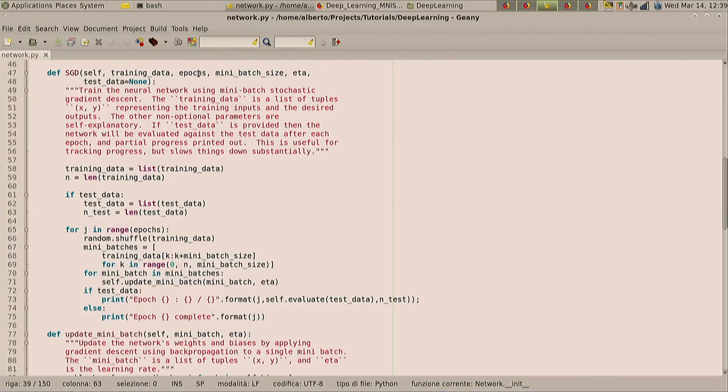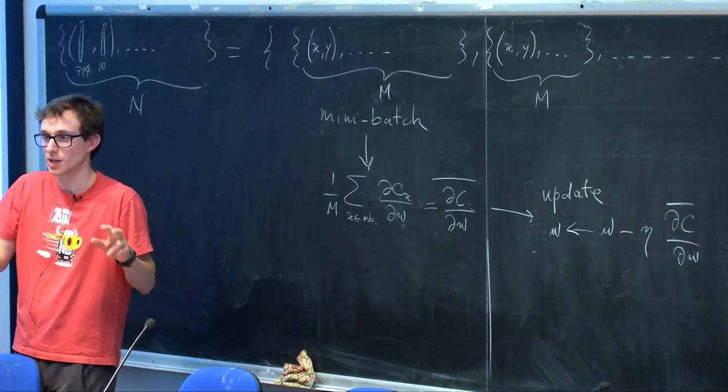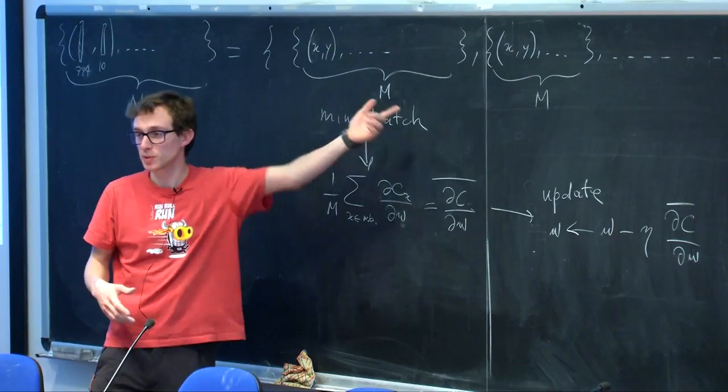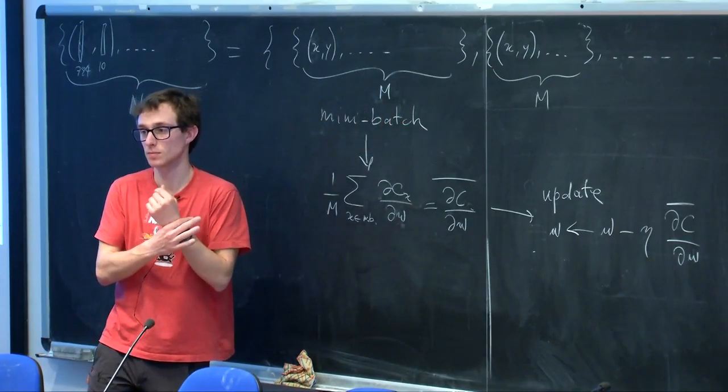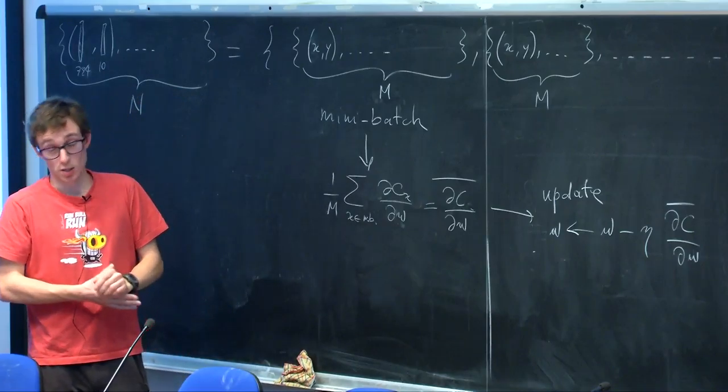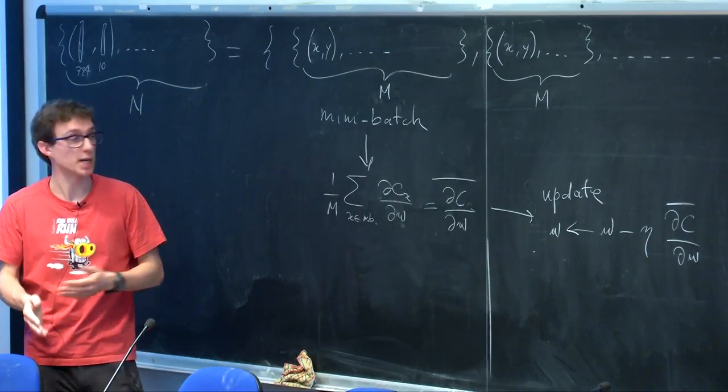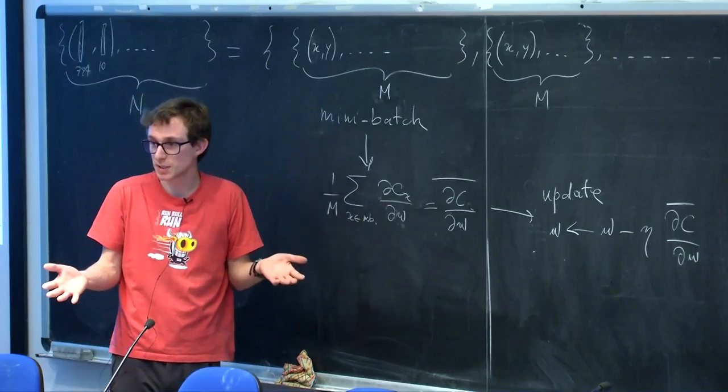After this epoch, you can test how well you've done. But in principle, you go through many, many epochs. An epoch is just a name for a sweep over all the data. Yes, you have to run it many times, because you have a limited sample.